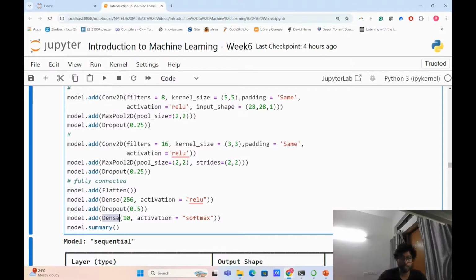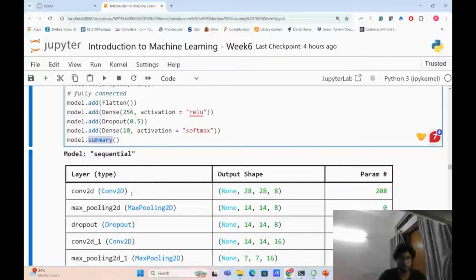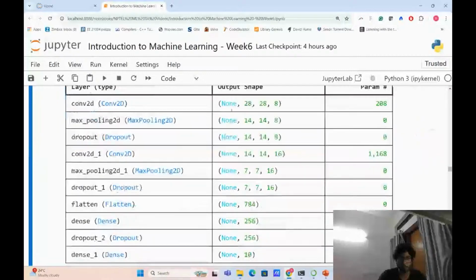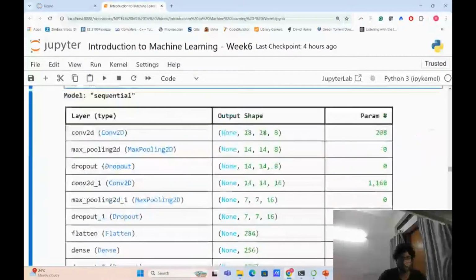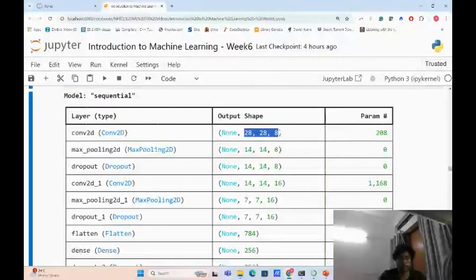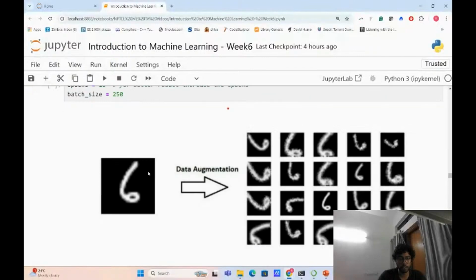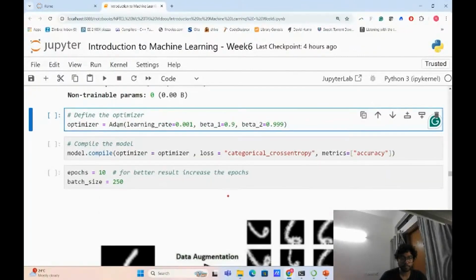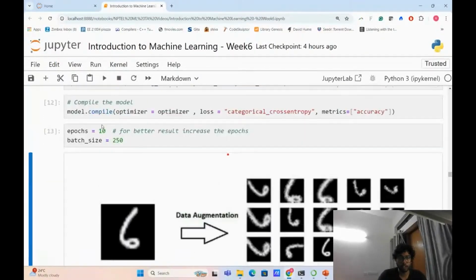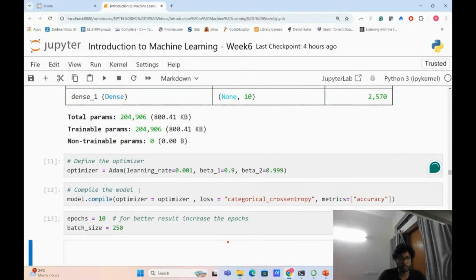By the dense step, I mean the hidden layers that you include. In the first dense step, you use the activation function. This summarizes all the things that you have. For example, what is the input size of the first step, 28 cross 28 cross 8, and what are the details of the max pooling, dropout, and so on.